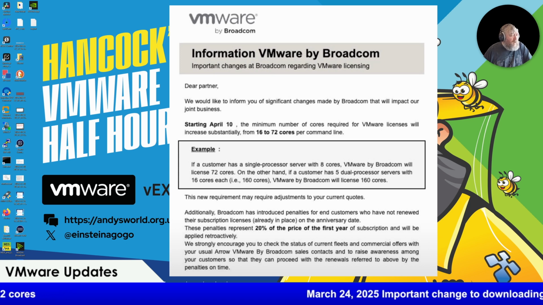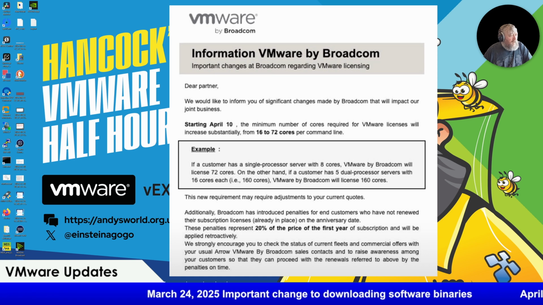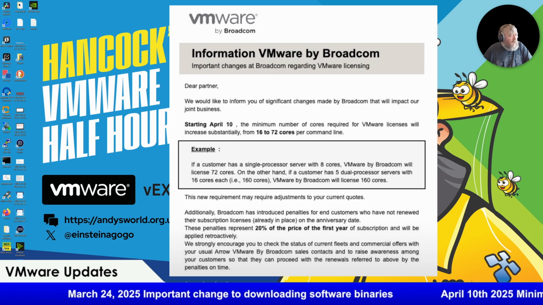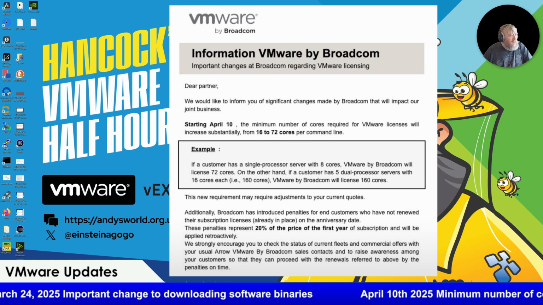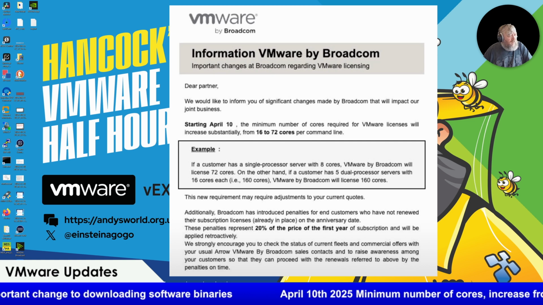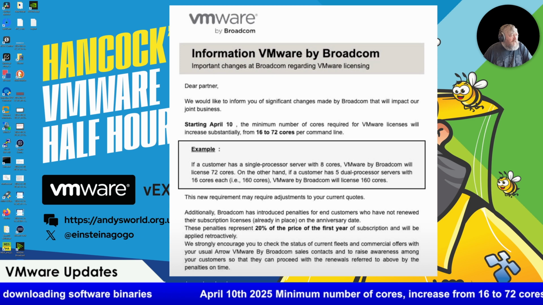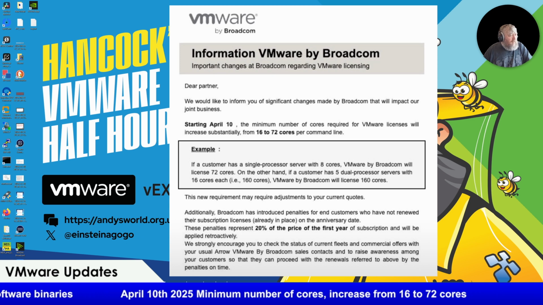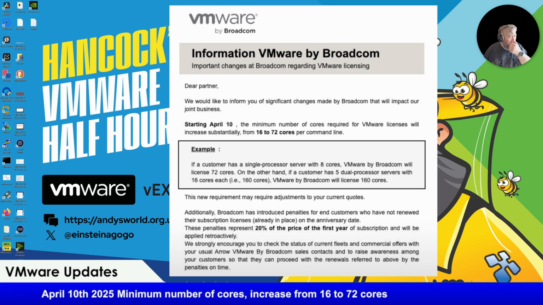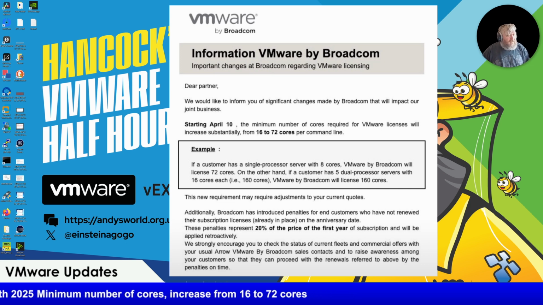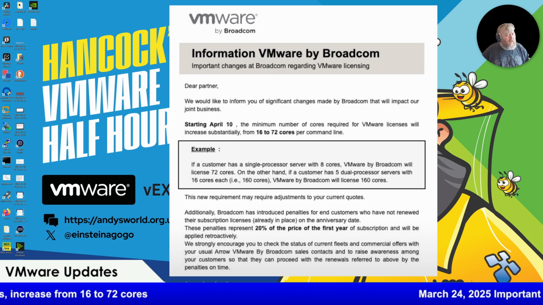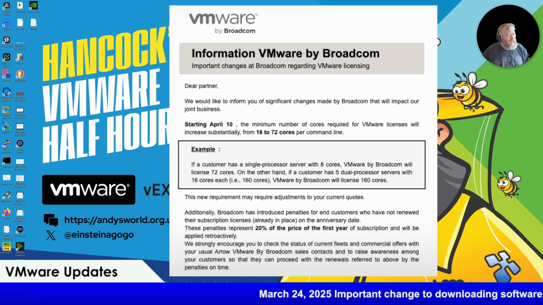Anyway, so we've got an example. If a customer has a single processor server with 8 cores, VMware by Broadcom will license 72 cores. On the other hand, if a customer has 5 dual processor servers with 16 cores each, 160 cores, VMware by Broadcom will license 160 cores. So effectively, from the 10th of April 2025, your bill is going to get larger, and you're going to have to license cores that you don't already have.